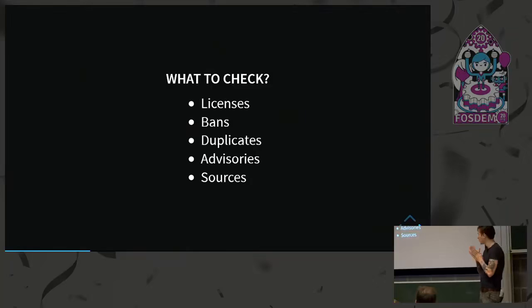What we're checking for currently are licenses, bans, or basically saying I don't want a particular crate or crates in my dependency graph, duplicate versions of crates, security advisories, and sources of your crates.